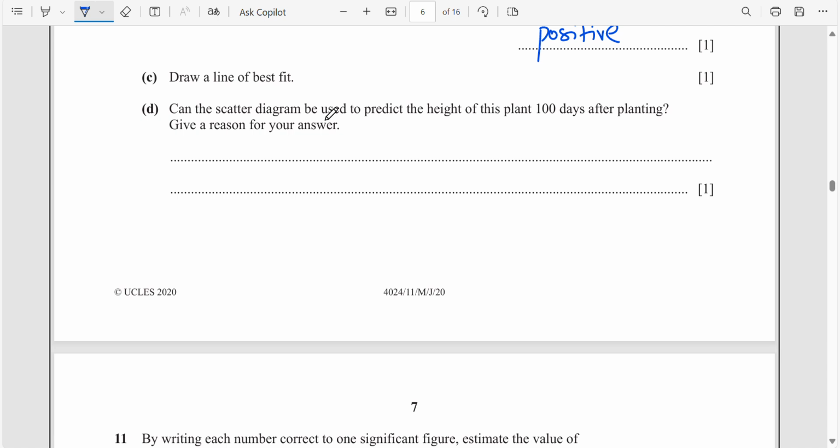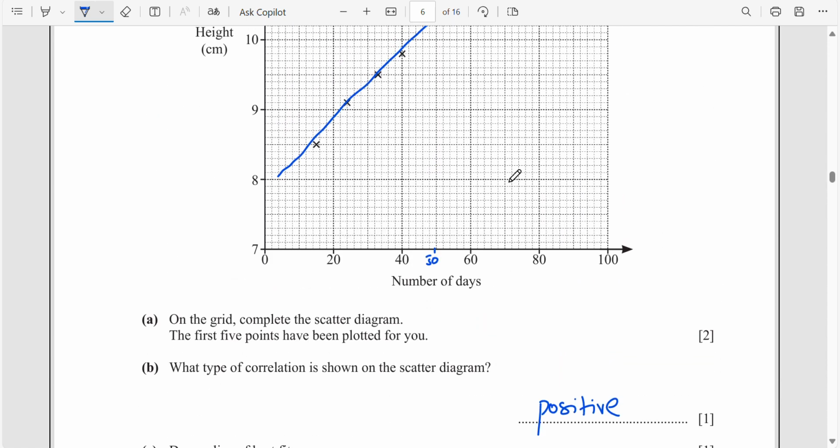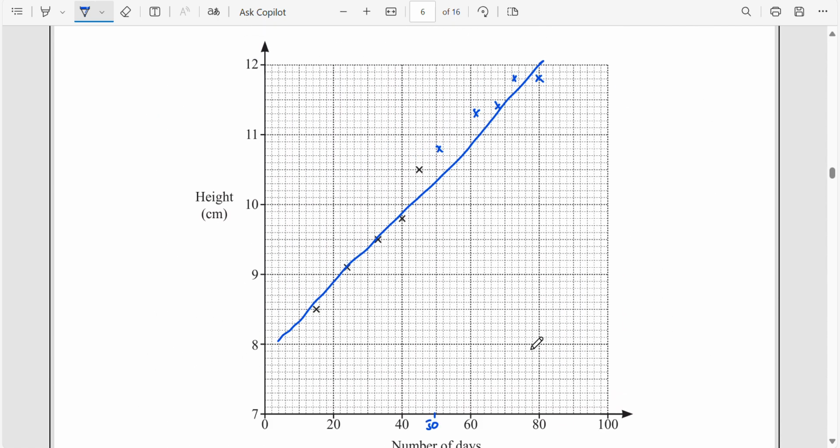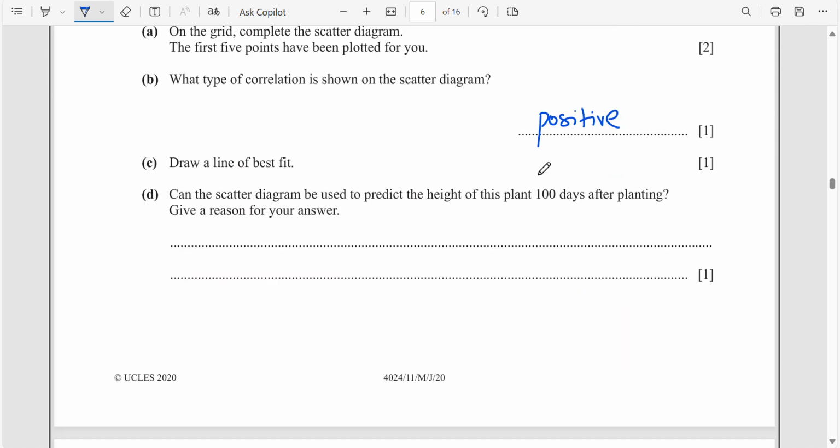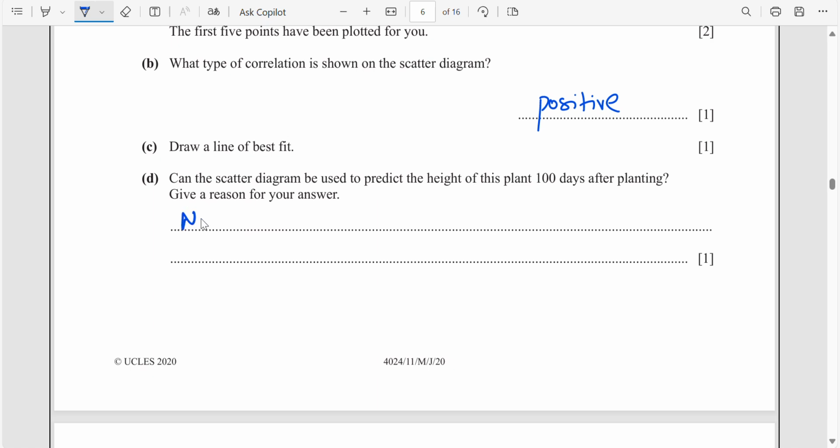Can the scatter diagram be used to predict the height of this plant 100 days after planting? Give a reason for your answer. So here you can see that the graph stops at 80. So we cannot predict what happens after 100 days. So here you'll write no, as the graph stops at 80 days.